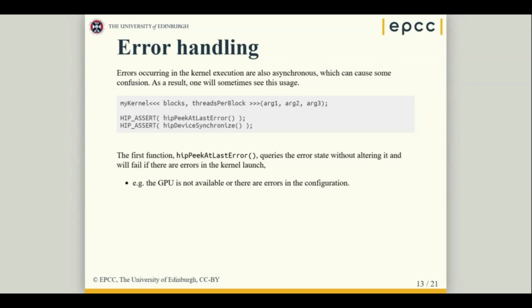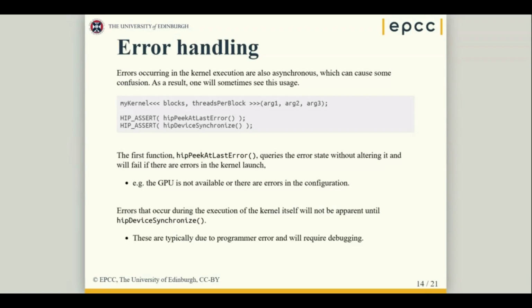So HIP peek at last error queries the error state without altering it, and will fail if there's an error in the kernel. So this is if the GPU is not available, or more likely there's some error in the way you've configured the launch of the kernel. Yeah, so if errors occur during the execution of the kernel itself, they won't appear until after the device synchronize. These are due to program error, which requires debugging. Yeah, pretty much. So you're going to get some form of launch error, and then you're going to get some more detail about the actual details of the kernel execution itself.